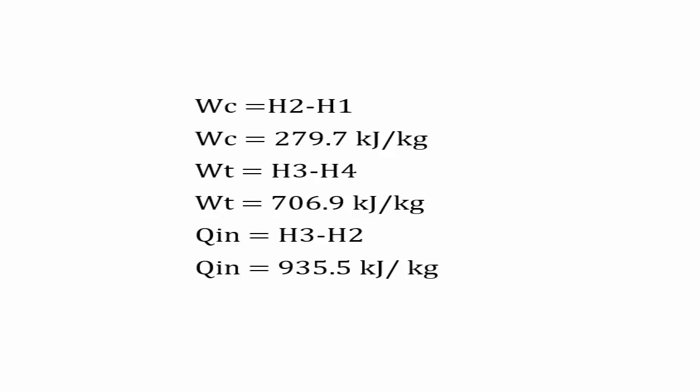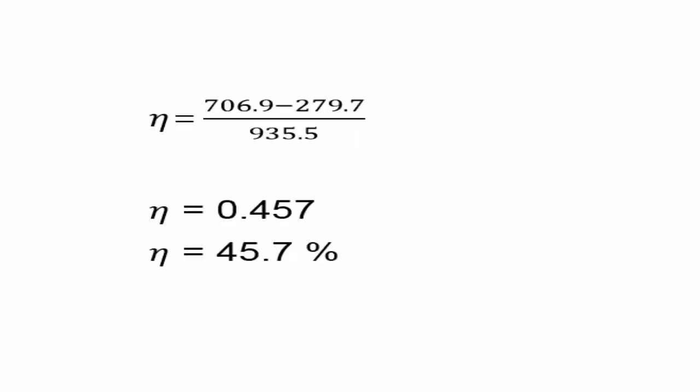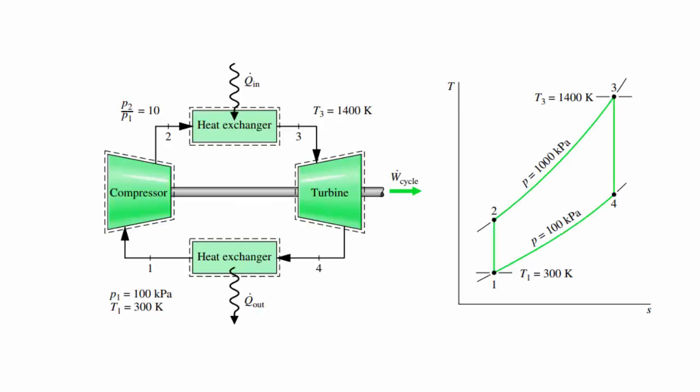Now we will put all of these values in the efficiency formula. It will be 706.9 minus 279.7 divided by 935.5. This will come out as 0.457, and if we convert it into percentage, it will be 45.7%. So this is the efficiency of our power plant with the constraints given. So this was the simple problem of the gas power plant.